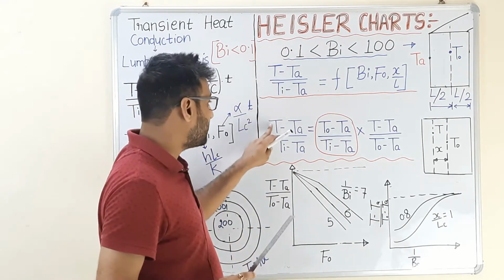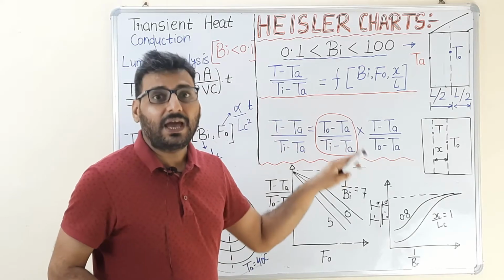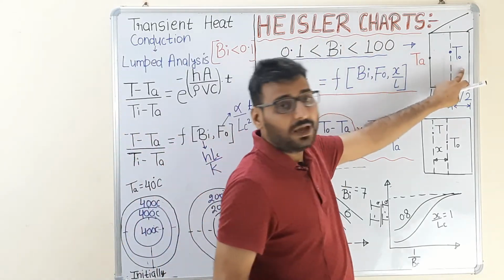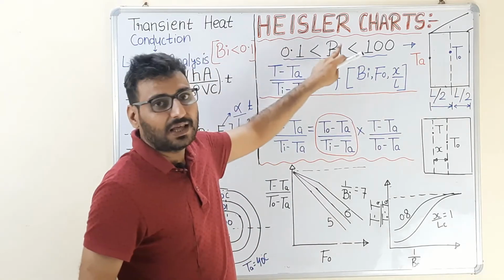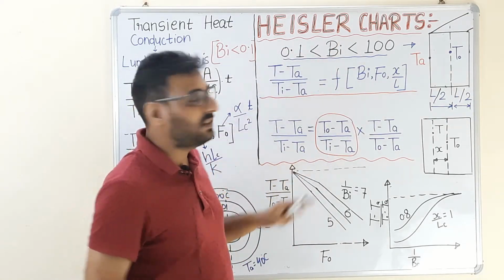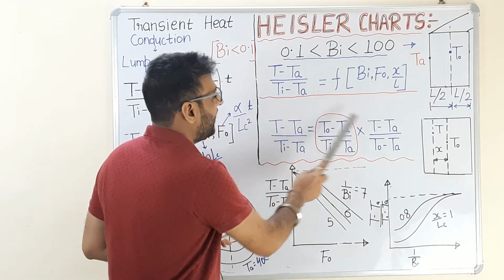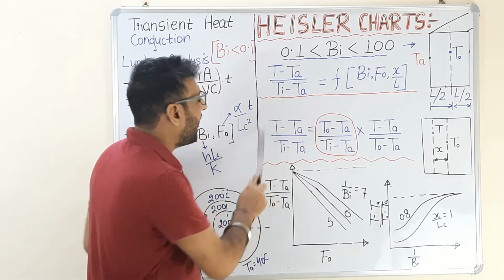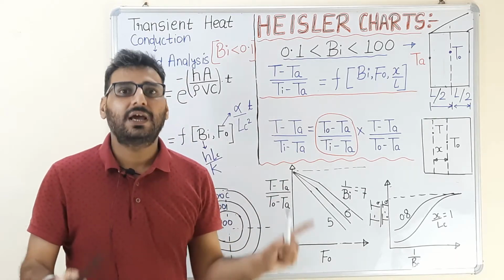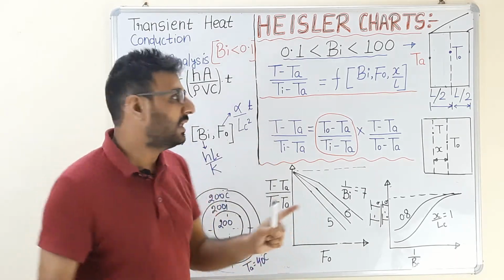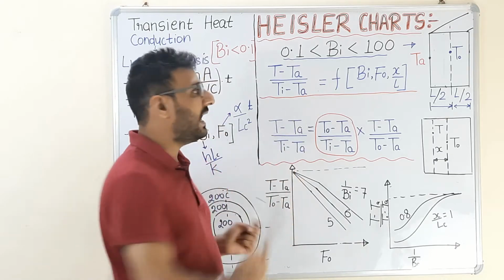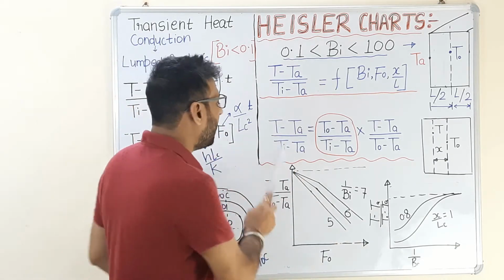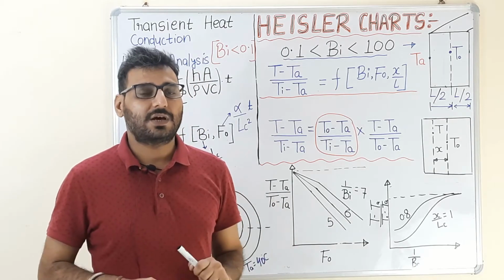Now here, if we want to determine the temperature at any time, at any location in the body with the help of Hassler chart, then we need to determine these two factors. First factor is this and second factor is this. T is the temperature at any point at a given time in the body. Ta is the temperature of the environment. Ti is the initial temperature of the body.